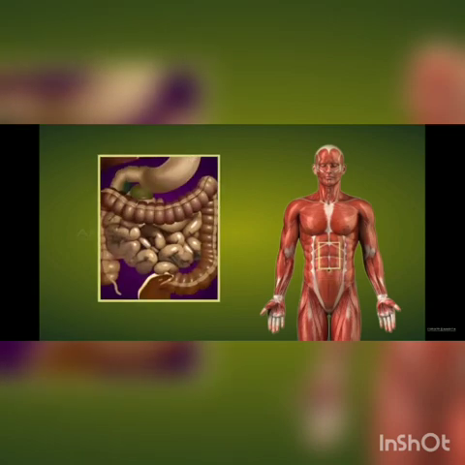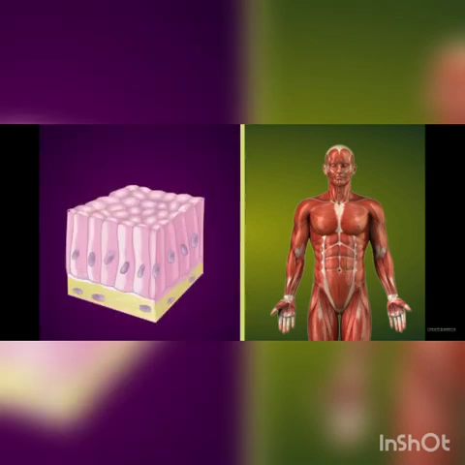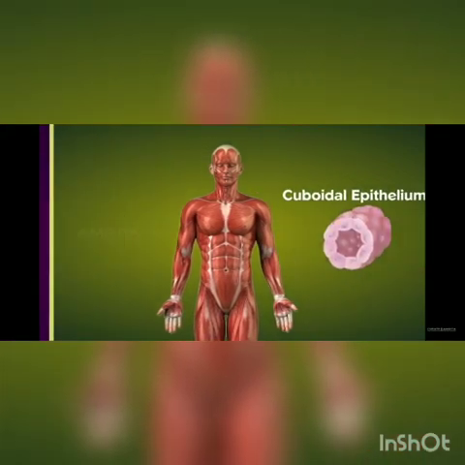Columnar epithelium is present in the small intestine. Its function is absorption. Here the intestine tube wall is shown in an opened condition. You can see the white colored part is absorbed by the cells. It is a pillar shaped cell, an elongated pillar shaped cell, and a nucleus is also present.